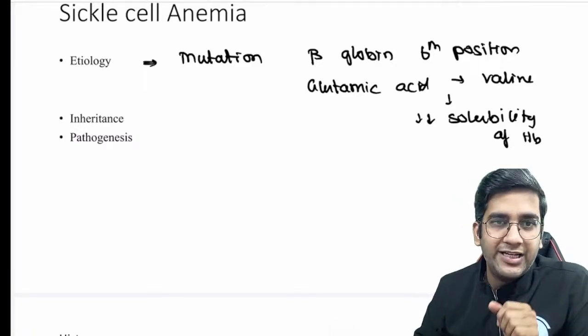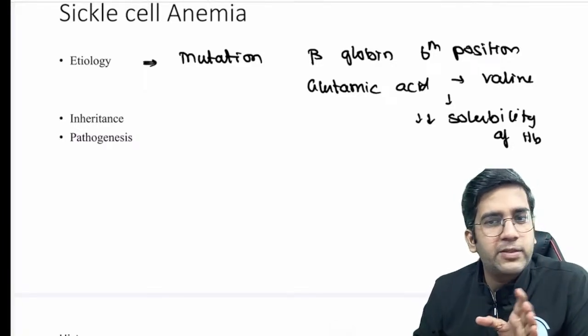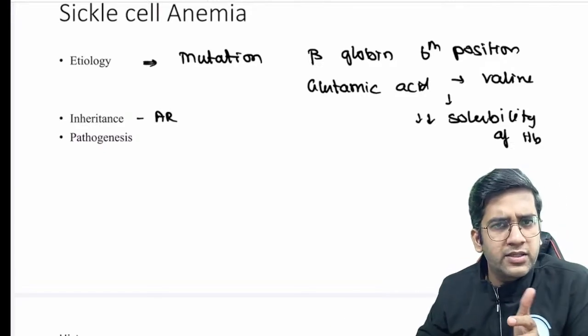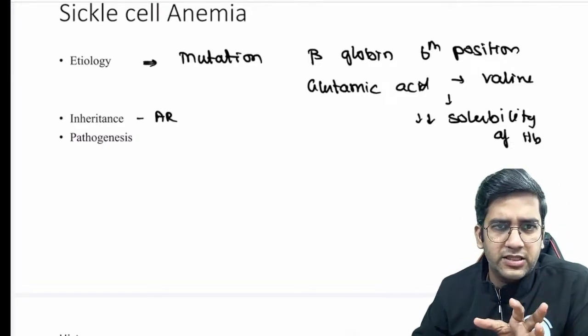Here I'll have valine replacement, right? Sickle cell anemia, dominant or recessive? It's undoubtedly autosomal recessive inheritance. There's a change. That's it, right?